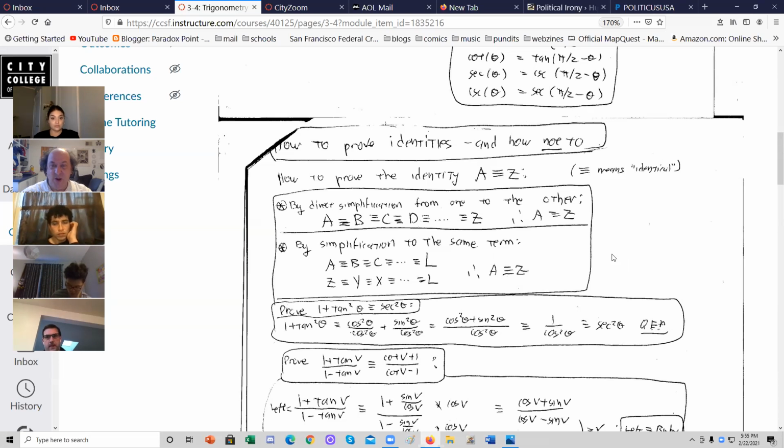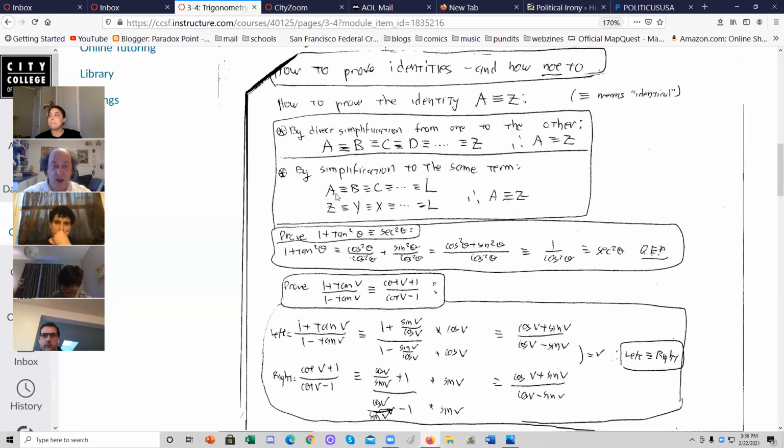So to prove an identity, A is identical to Z. This three-lines symbol means identical. You could go by direct simplification from one to the other. You start with A, simplify it to B, simplify it to C, simplify it to D, dot, dot, dot, and finally wind up with Z. So A is identical to Z. Another way is you take A and Z and you simplify them by steps to the same expression. That implies that A is identical to Z.